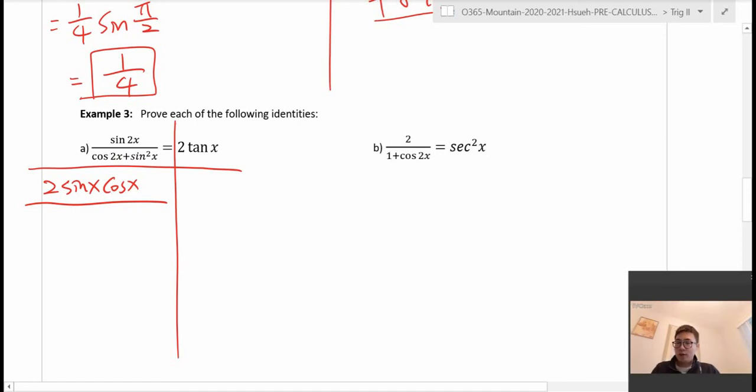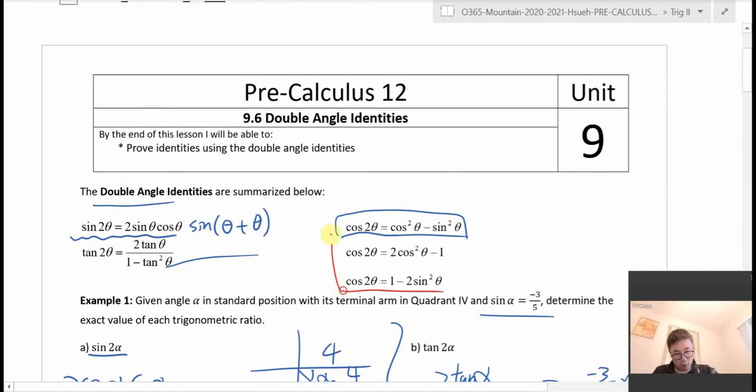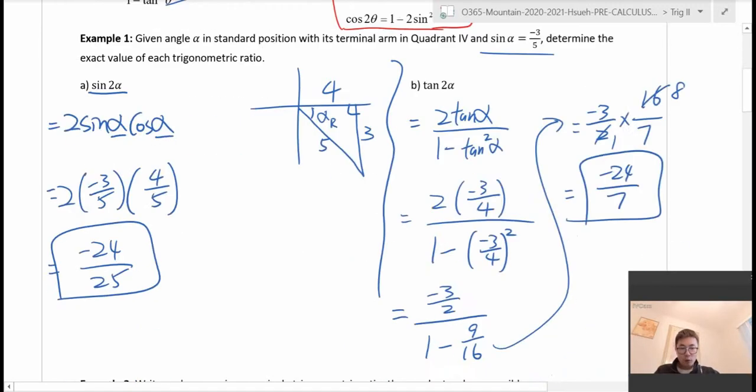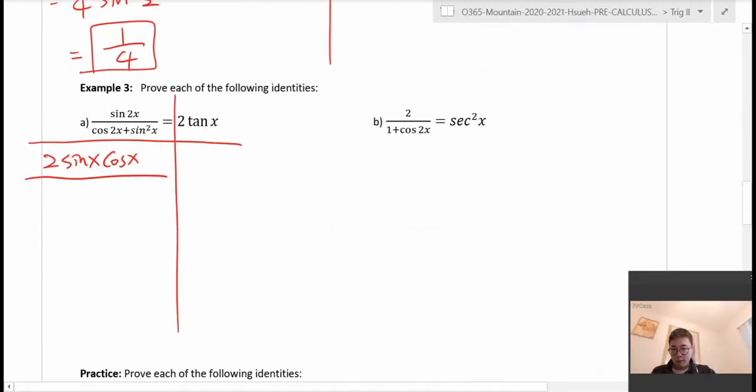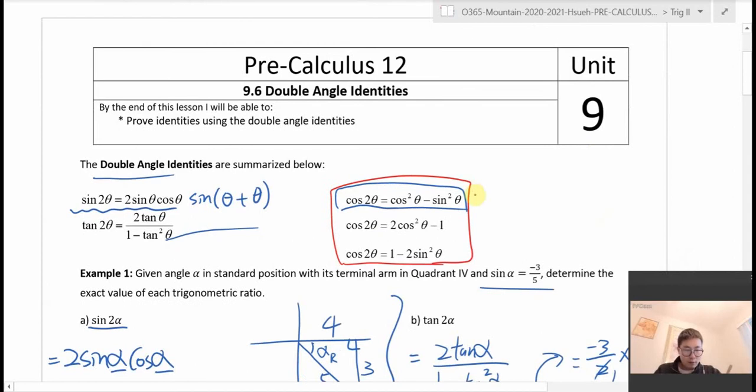Now here is the problem. For cosine 2x, we have 3 of them. There are 3 forms of cosine 2x that we can actually use. Which is the one to use in this case? Well, you have to look at the rest of the expression. The rest of the expression in the denominator has plus sine squared x. Let me be clear: you could actually pick any one of those. It's just that if you pick the right one, you'll save some time.